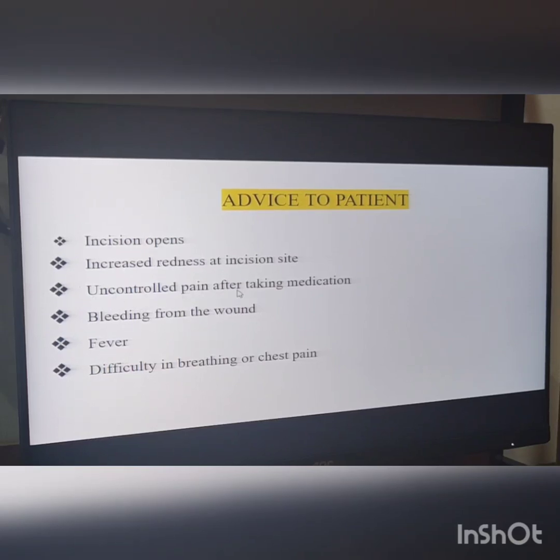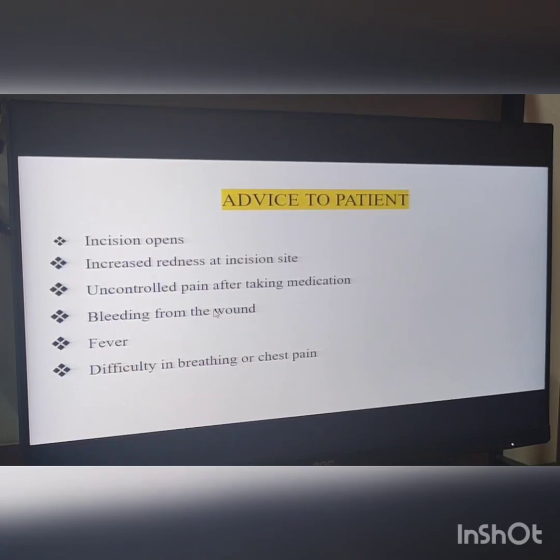Okay, the uncontrolled pain after taking medication. This is also very important. We cannot advise the patient to take more painkillers if there's more pain. If they're taking painkillers and still having pain, it's better to come back to us to review the wound and do a repeat X-ray. Maybe sometimes there's some displacement, or there's a hip dislocation, or there are some other possible causes.